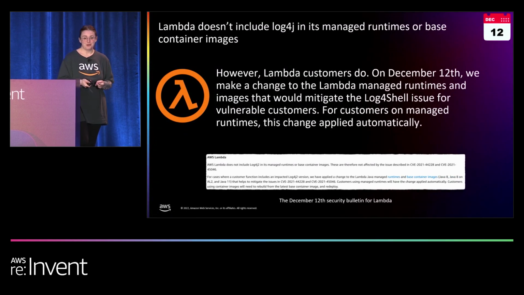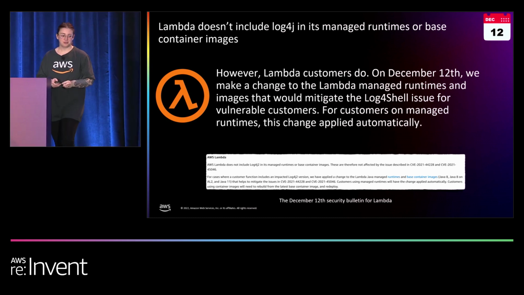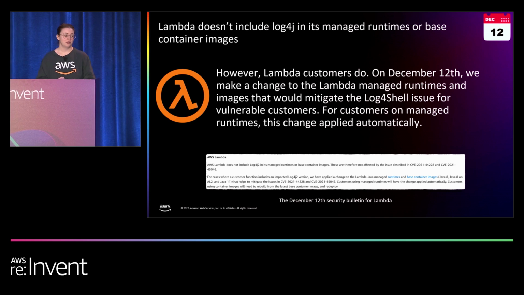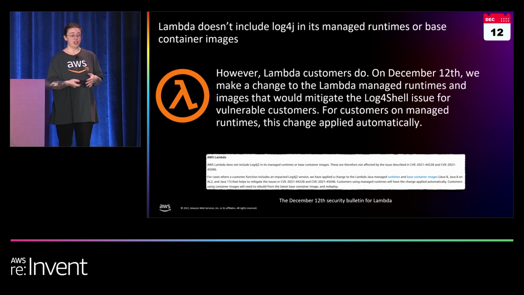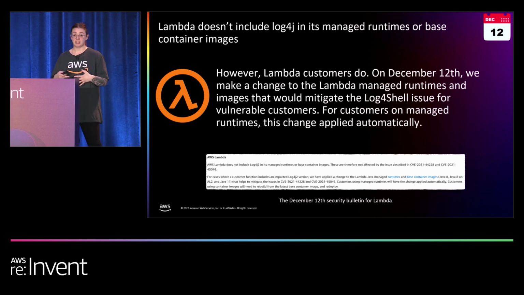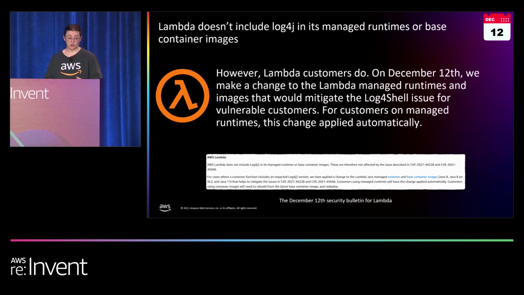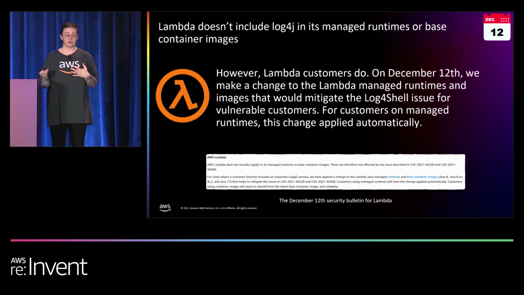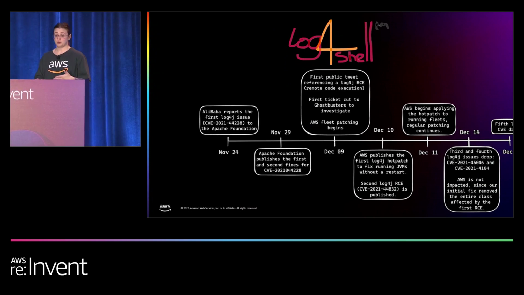Lambda. How many folks use Lambda? So Lambda was an interesting one. Lambda doesn't include Log4j in any of its managed runtimes or any of the base container images. But Lambda customers do. So on December 12th, we make a change to the Lambda managed runtimes that will basically pull the hot patch in to mitigate the issue for customers. So this means that if you're vulnerable as a customer and you're running an affected version of Log4j, this change is patched for you automatically. This is also, for what it's worth, unusual, and that's part of how compute shifts, right?